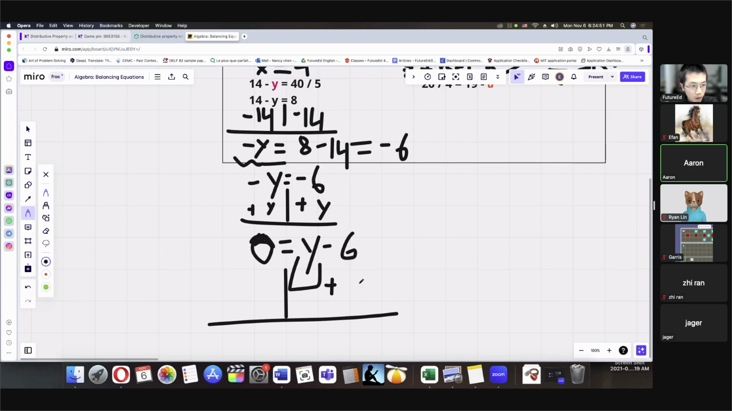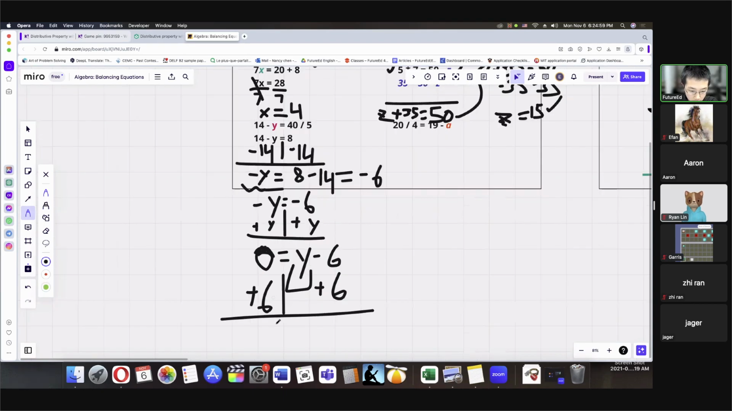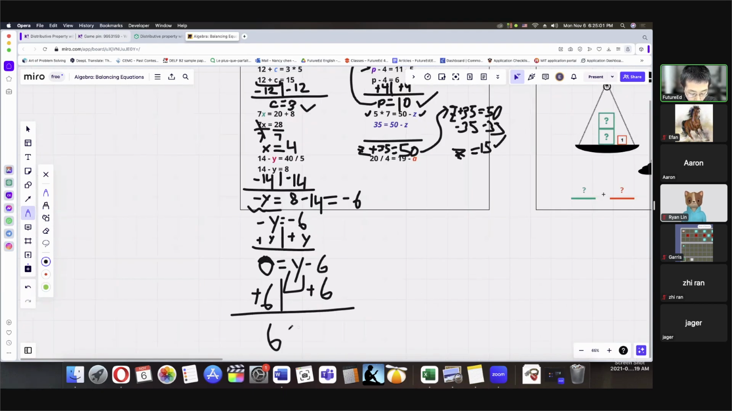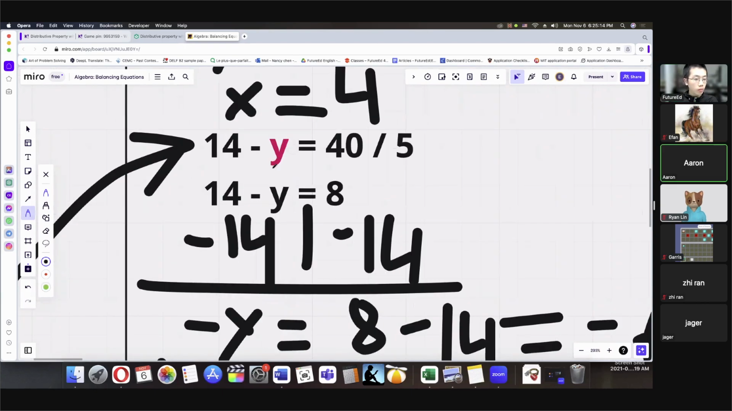Add 6, right? Yeah, so we add 6 on the right and we add 6 on the left to get 6 equals y, or y equals 6. We usually say it y equals 6. So can you verify for me that y equals 6 is the correct answer, Aaron? Let's bring it back to the top. So what is 14 minus 6? 8. 8, and 40 divided by 5 is also 8. So we see both of these are correct.